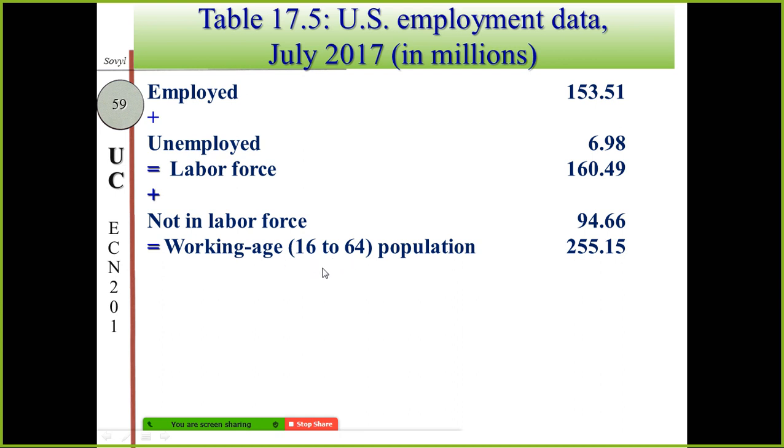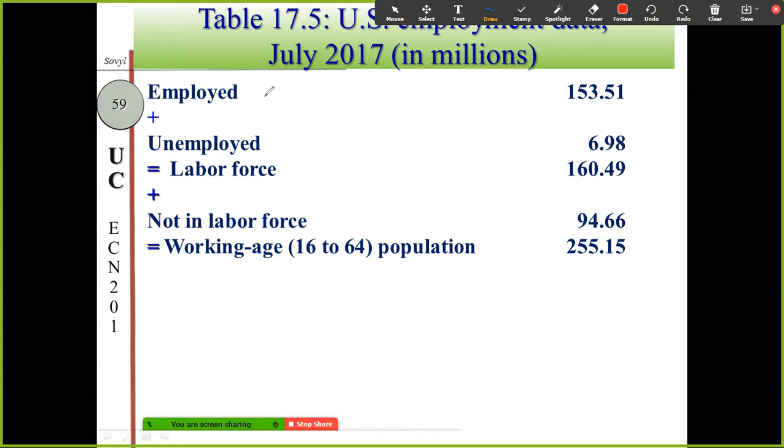Working age population, normally they define as 16 to 64 years of age. Okay, people in a country who are 16 to 64 years of age, we include them in the working age population or adult population. So look at this one. The adult population in a country, or working age population, is classified into three groups: group one employed, group two unemployed, group three out of the labor force. If we take group one plus group two, this is what we call the labor force. If we take the labor force plus the population out of the labor force, this is the working age population.